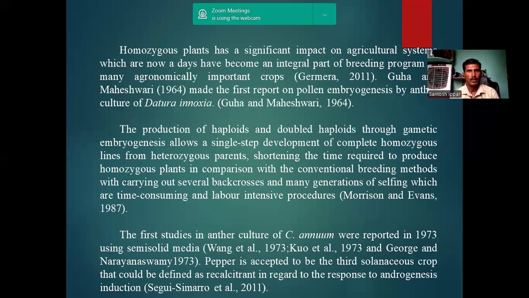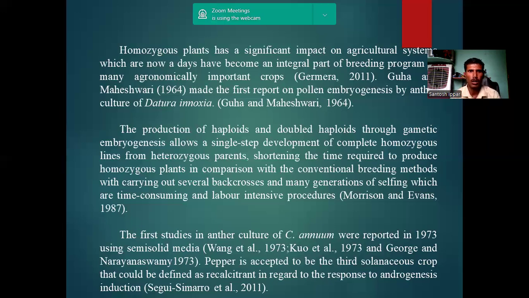Okay. Then here you can see homozygous plants have a significant impact on agricultural systems, which nowadays have become an integral part of the breeding program. Means in a breeding program, the time required is very huge. Means time consumption is more during the breeding program. While in vitro, we can develop homozygous plants within a short period.